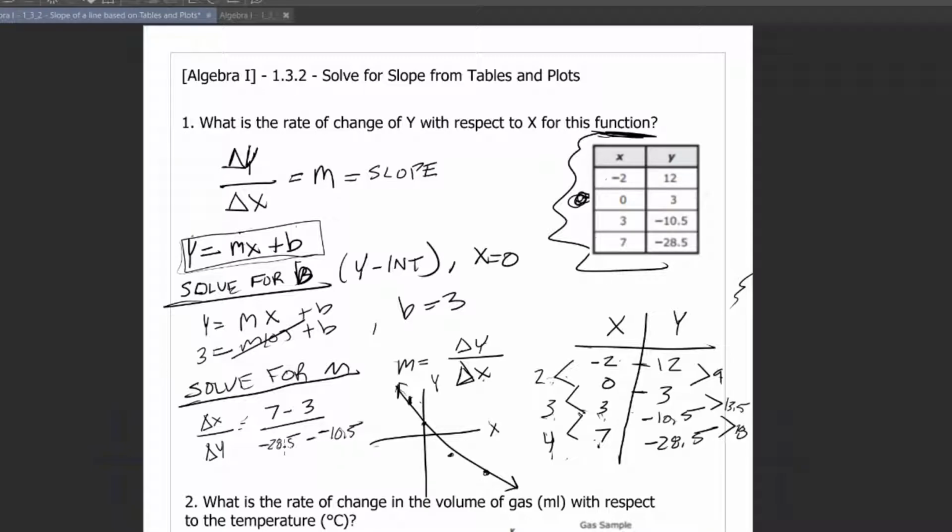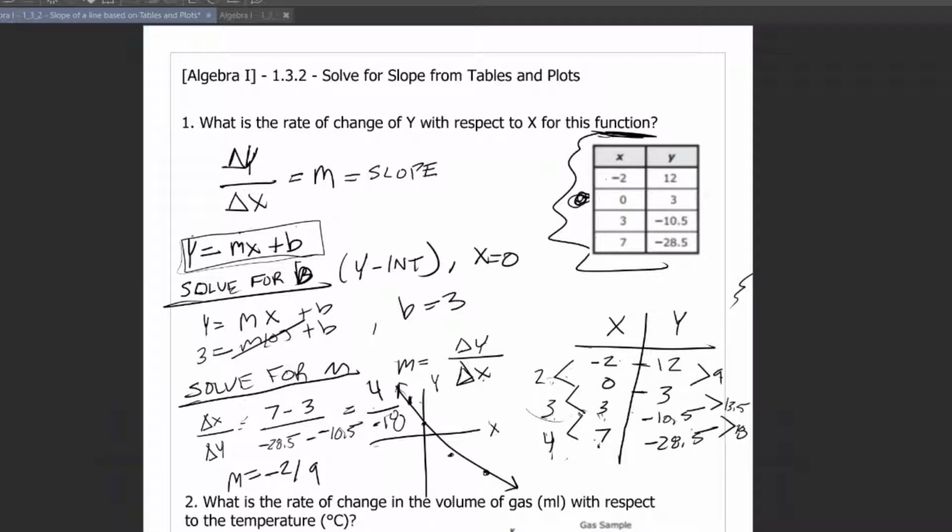Put this into your calculator really fast. We have 4 up top, and then -28.5 minus -10.5 equals -18, right? Which I just did over there. Okay, so 4 divided by -18 will give you -2 over 9. -2 over 9, that's what m is going to equal.